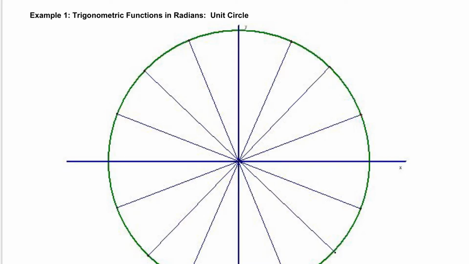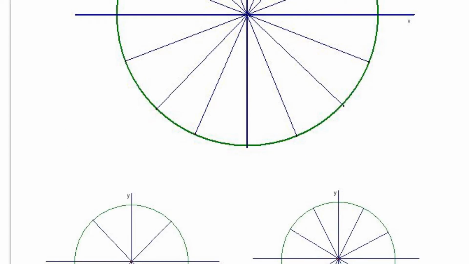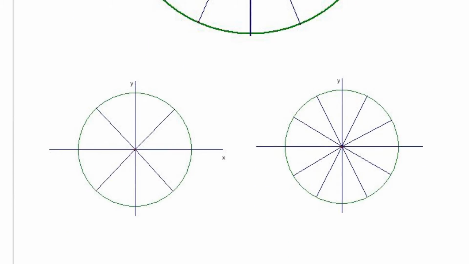Today we're going to be working with the unit circle in terms of radians. We're going to break up the radians first before we put it on the big circle, and these two down here, starting with the one on the left. This one on the left we're going to think of as a reference angle of pi over 4. And remember, pi over 4 is equivalent to 45 degrees.